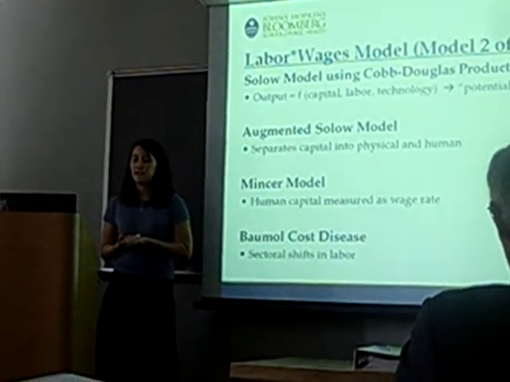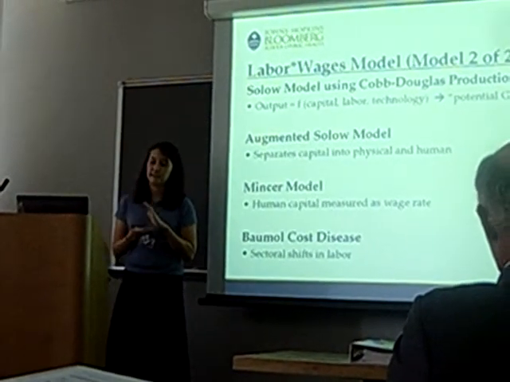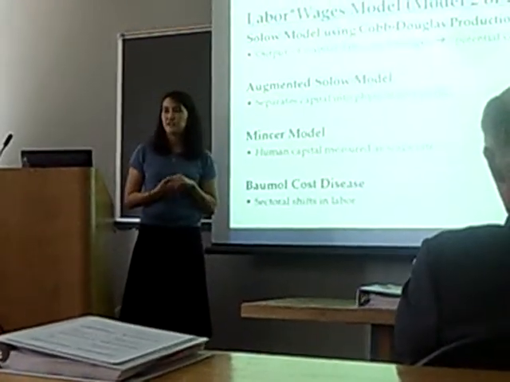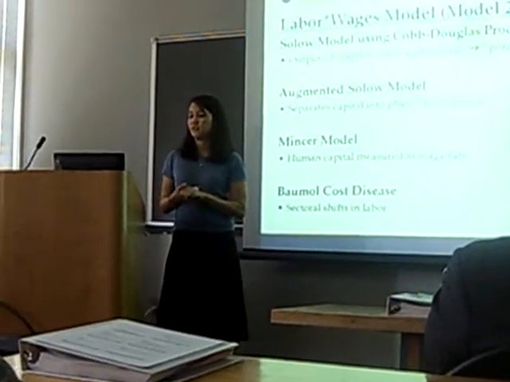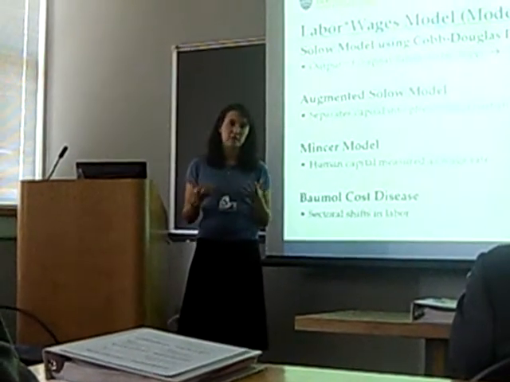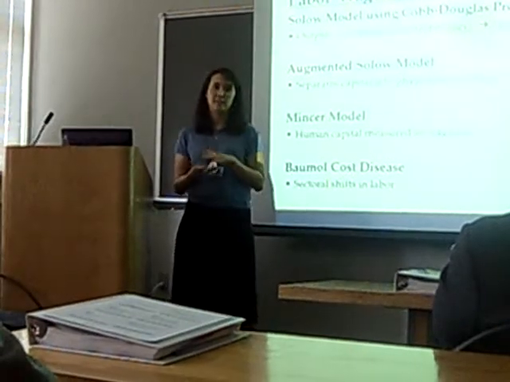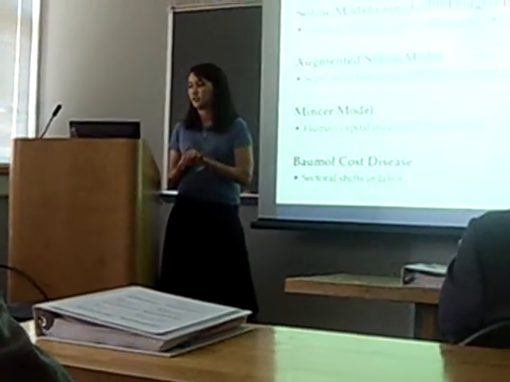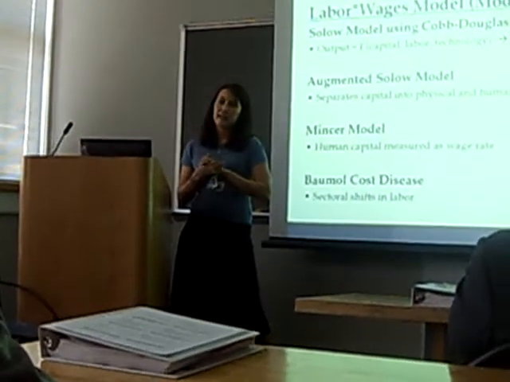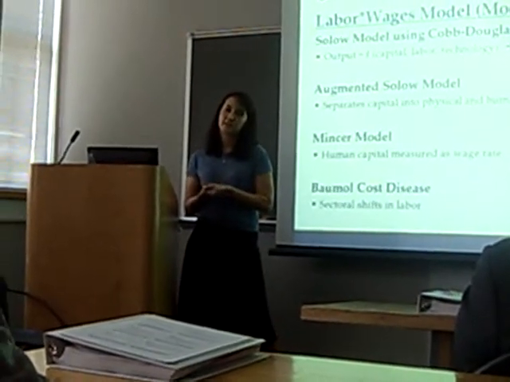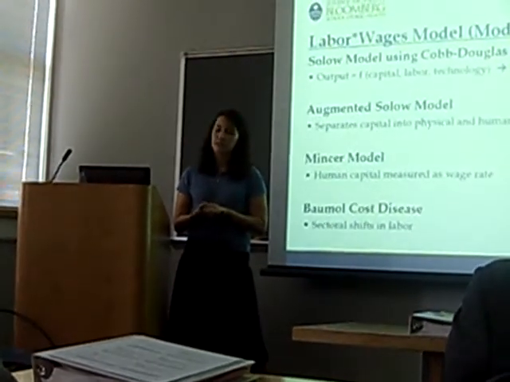And the first model is basically the Solow growth model, which uses a Cobb-Douglas production function, where Solow's growth model estimates potential GDP, which is a function of capital, labor, and technology. Those are the 3 main variables. Now, in the Solow model, capital is really physical capital.